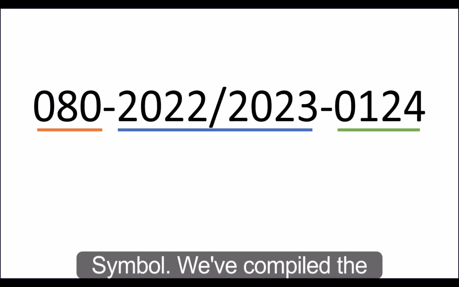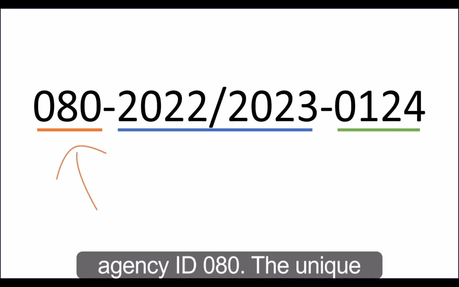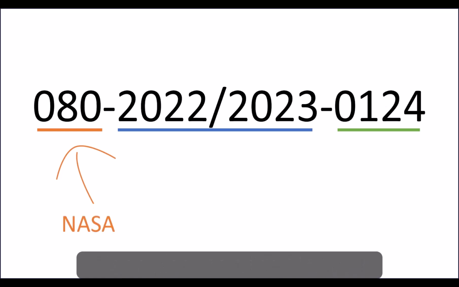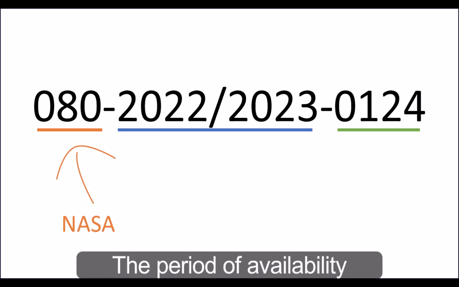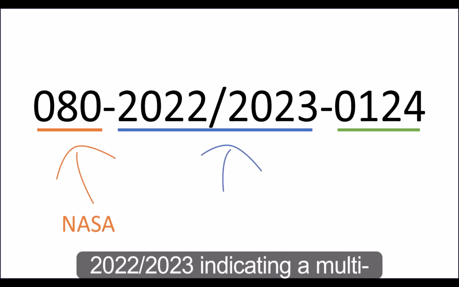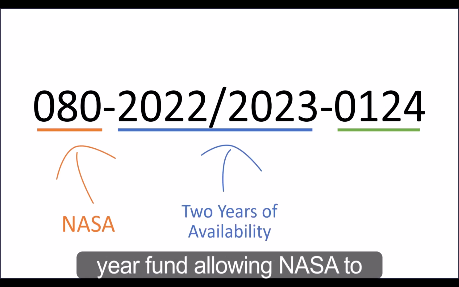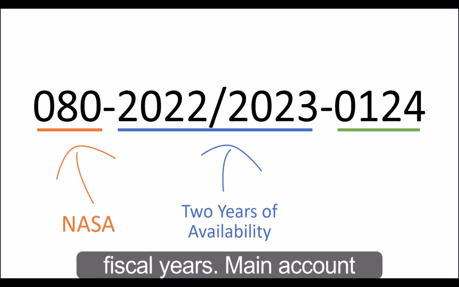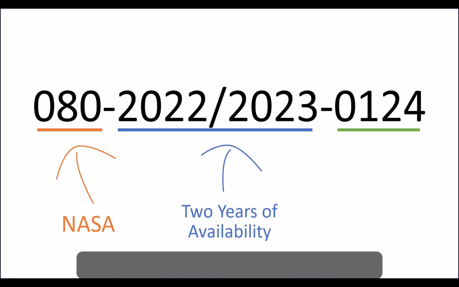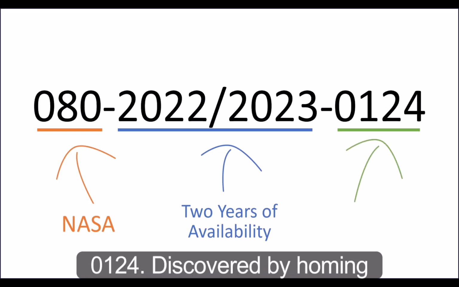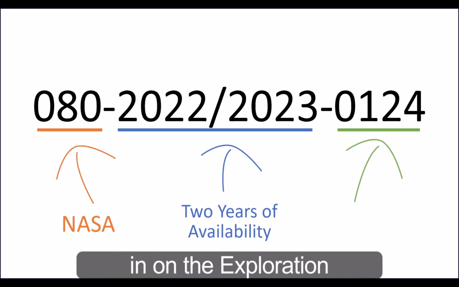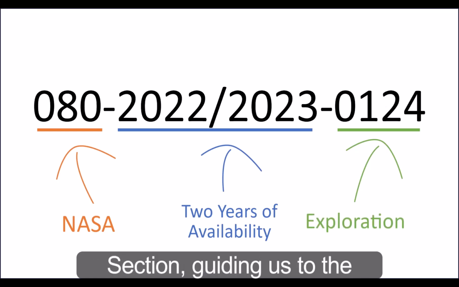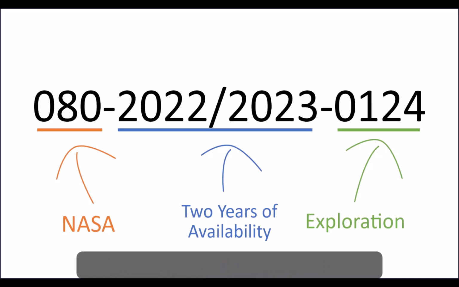Here's the Treasury account symbol we've compiled. The agency ID, 080. The unique identifier assigned to NASA. The period of availability, 2022/2023, indicating a multi-year fund allowing NASA to continue this mission across fiscal years. Main account number, 0124, discovered by homing in on the exploration section, guiding us to the fund's purpose.